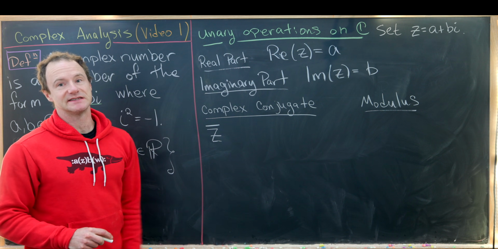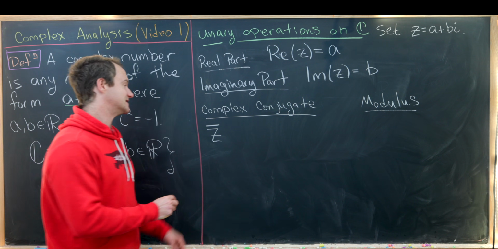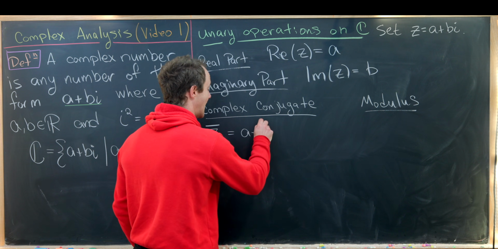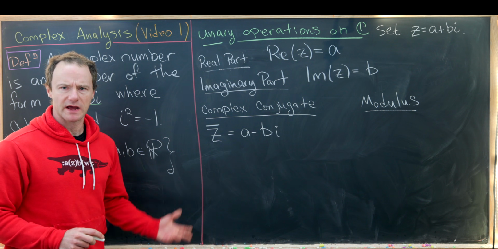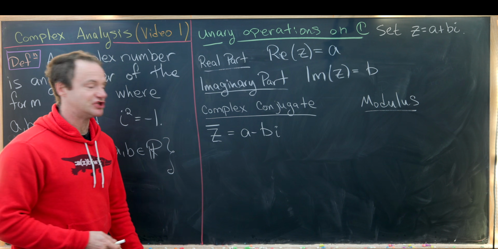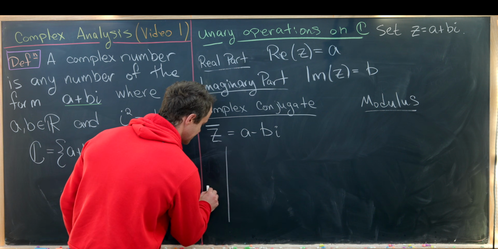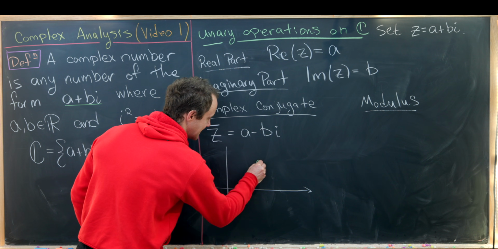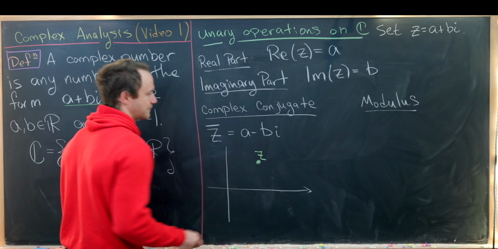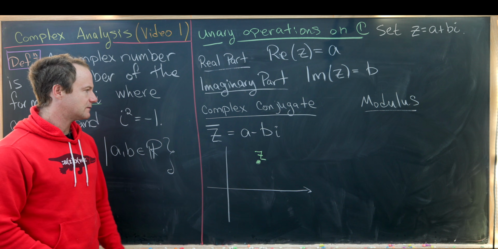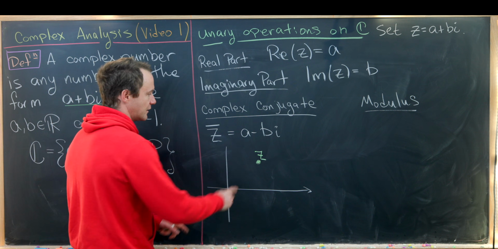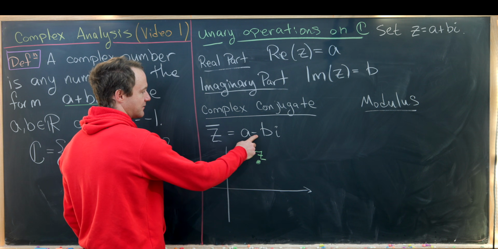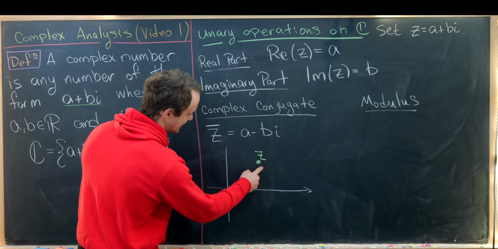So if z is a plus bi, then z bar is a minus bi. Okay, there's actually some nice geometry that goes along with this. So let's get a complex plane on the board, and let's say that z is right here. Well, now what will z bar be? Well, notice it has the same real part, but the imaginary part has been negated.